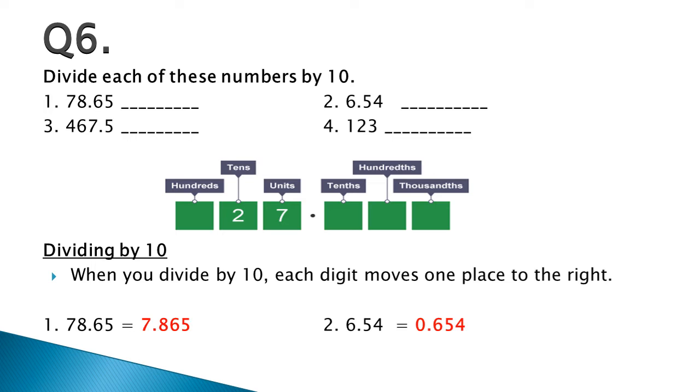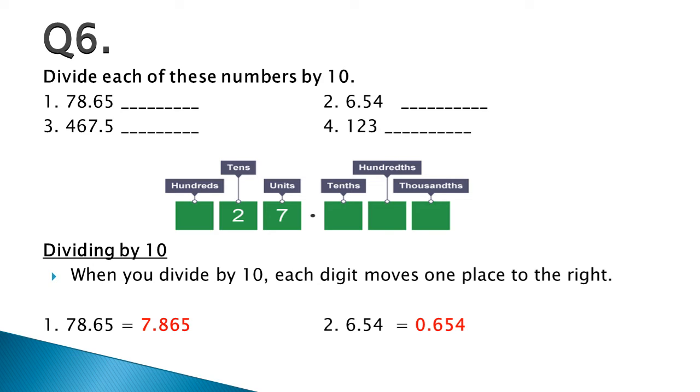78.65. As we know, the decimal moves one place to the left because the number is getting smaller. You are dividing, you need to remember, so the number is going to get smaller. 78.65, the decimal moves to the left and the digits move to the right. So 78.65 becomes 7.865. Second, 6.54 becomes 0.654.